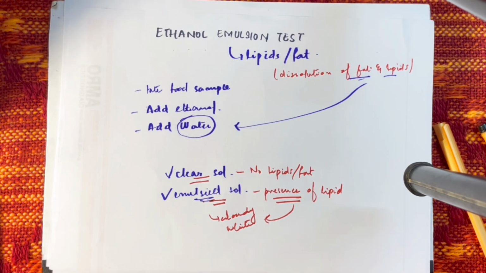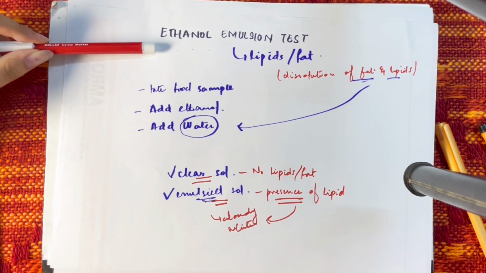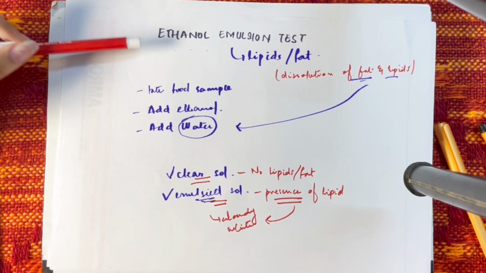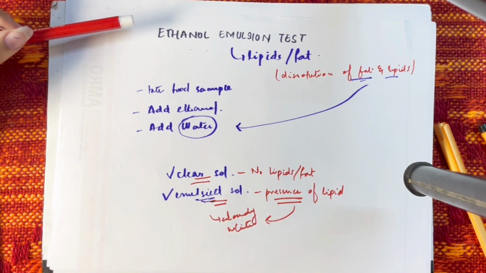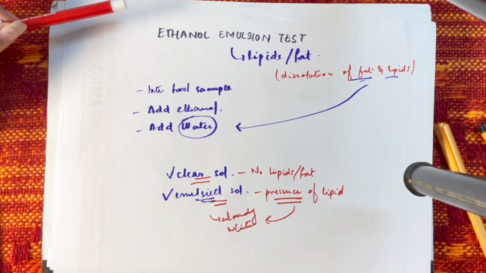I'll take an example by the help of which it would be easy for you to understand the ethanol emulsion test in more detail. For example, you have eaten a paratha and then you go and wash your hands. You might have noticed that if you wash your hands with just water, you still feel some sort of greasiness in your hands. Once you've washed them properly with soap, the greasiness is gone.